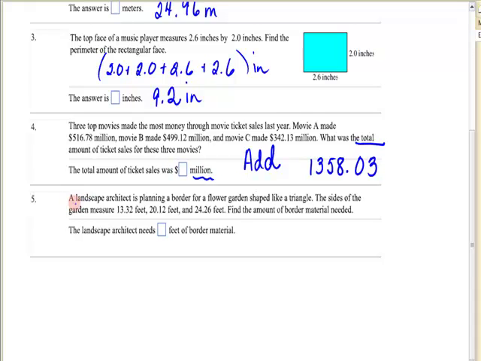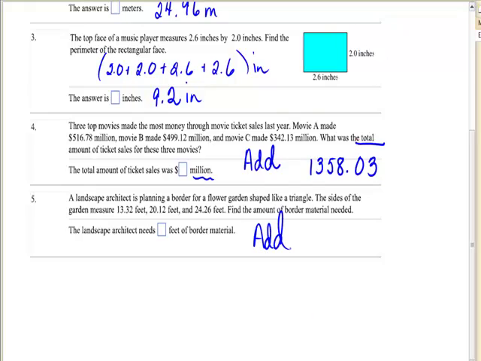All right, the last one. Landscape architect is planning border for a flower garden shaped like a triangle. That means it's going to have 3 sides. The sides measure 13.32 feet, 20.12 feet, 24.26 feet. Find the amount of border material needed. This is another way of saying perimeter. So once again, we're going to add.